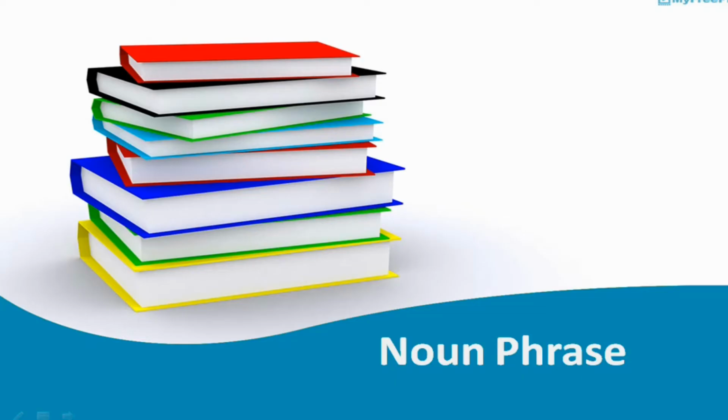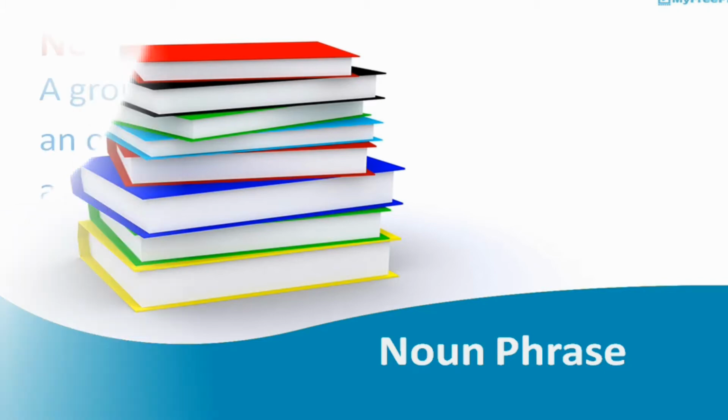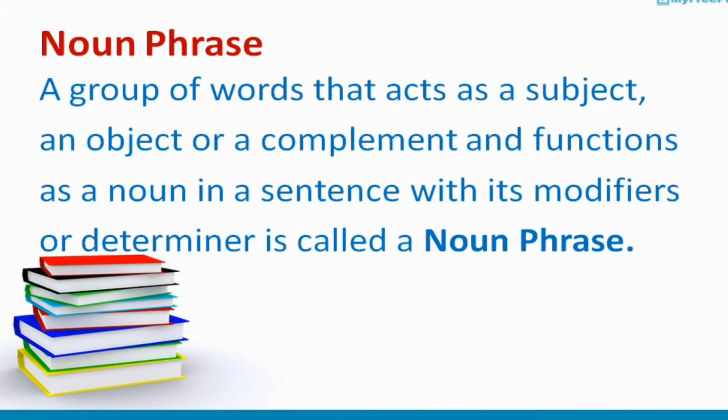In this video lecture, I'm going to explain noun phrase. A noun phrase is a group of words that acts as a subject, an object, or a complement and functions as a noun in a sentence, with its modifiers or determiner.